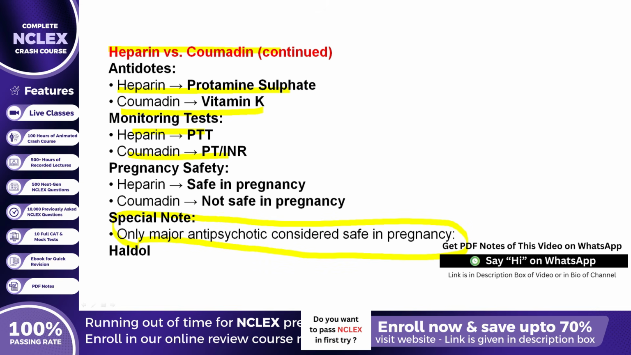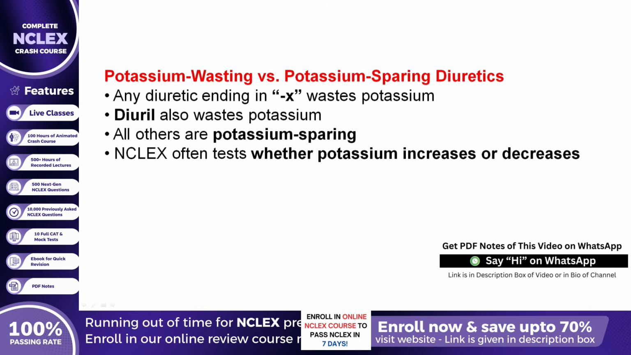Now, as we shift to diuretics, remember that any diuretic ending in the letters X wastes potassium. Diuril also wastes potassium.